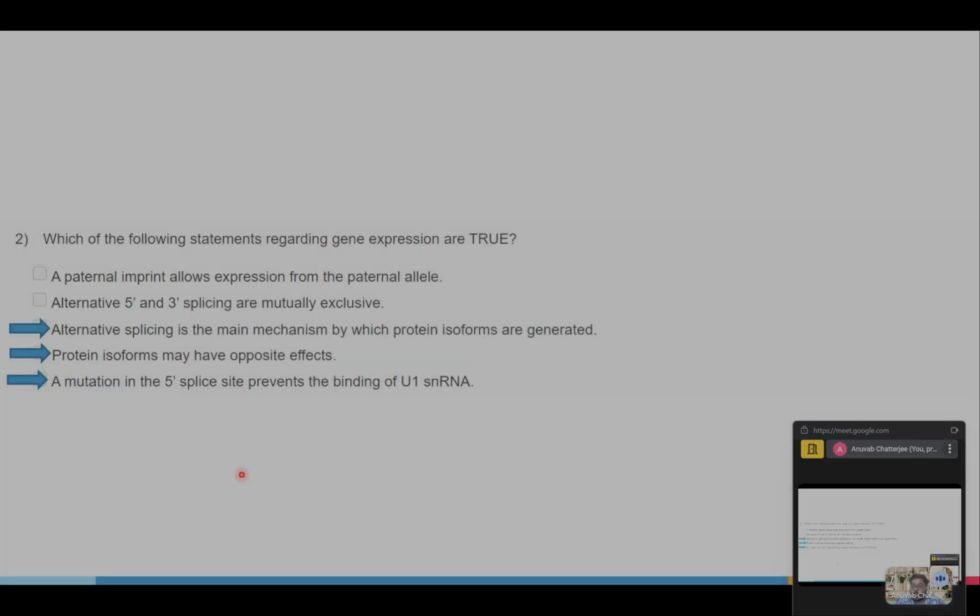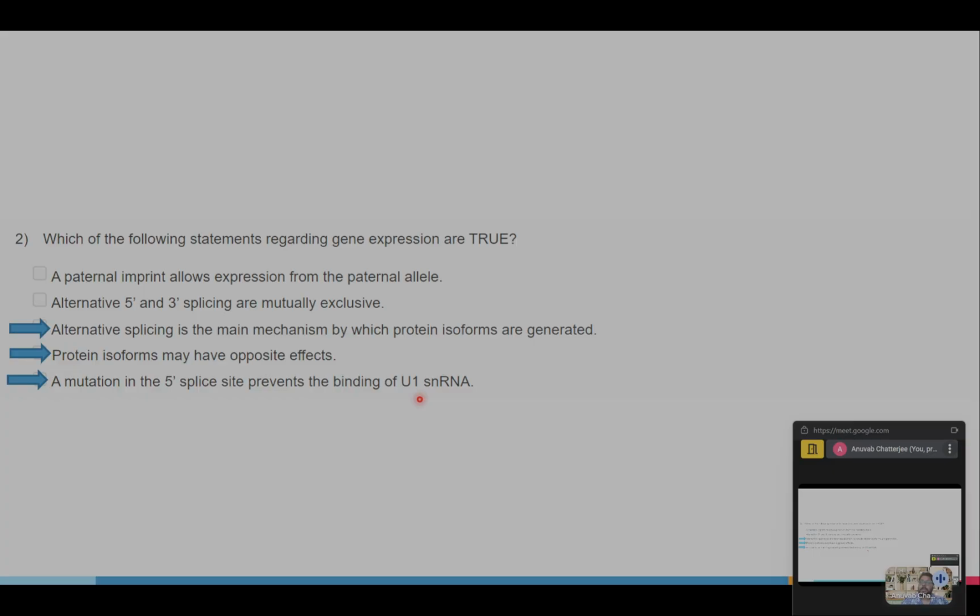So yeah, which of the following statements regarding gene expression is true? The options are: alternate splicing is the main mechanism by which protein isoforms are generated, which we saw. Protein isoforms may have opposite effects, which we also saw in case of BCL proteins. And a mutation in a 5' splice site prevents binding of U1 snRNA.